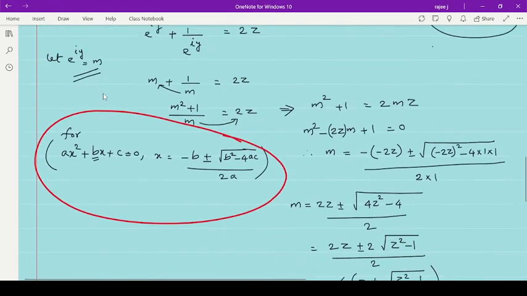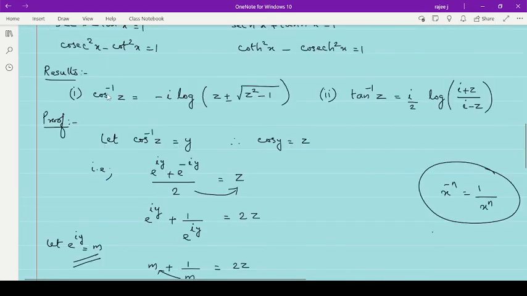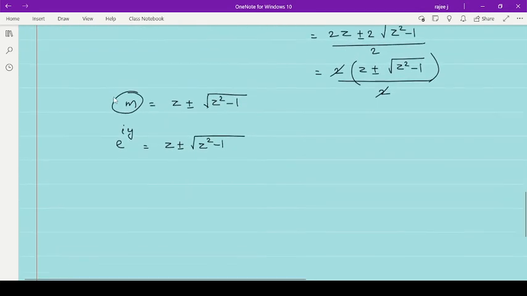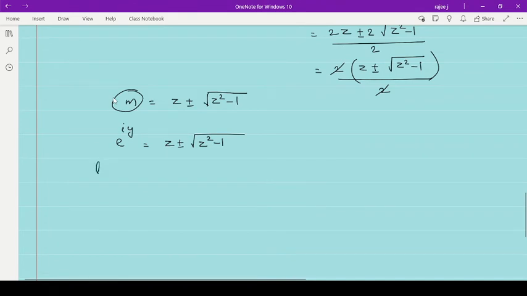See, we have to prove. What we have to prove? We have to prove y is equal to cos inverse z, means we need to get the value of y. Okay, so what we will do here, I will take log on both sides. Log of e raised to i y is equal to log of z plus or minus under root of z square minus 1.